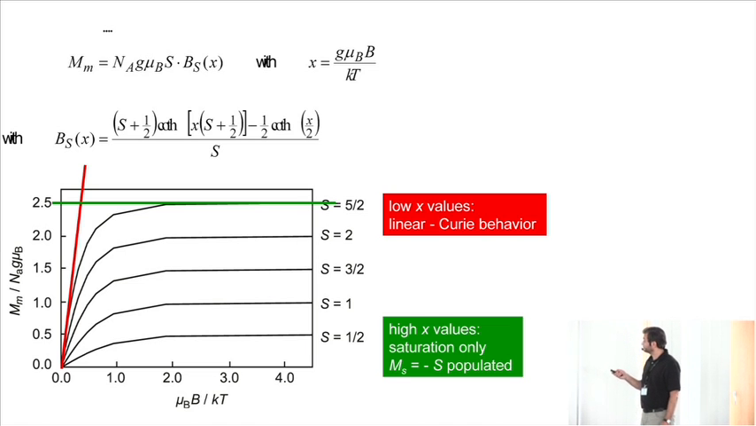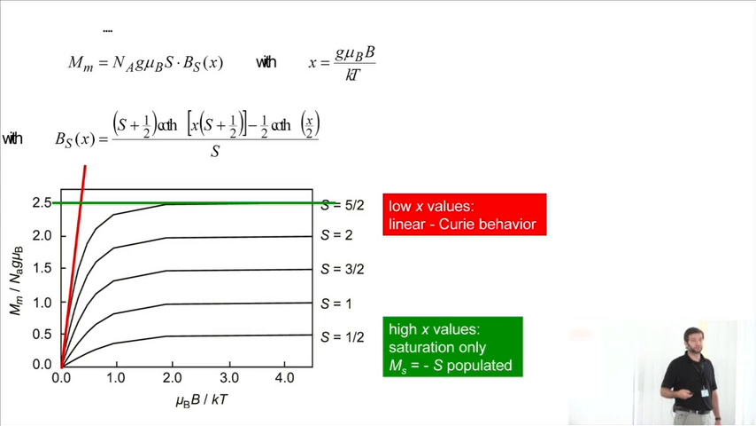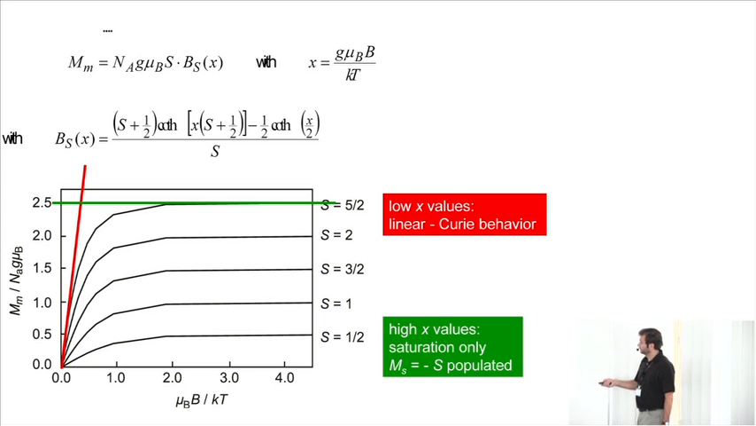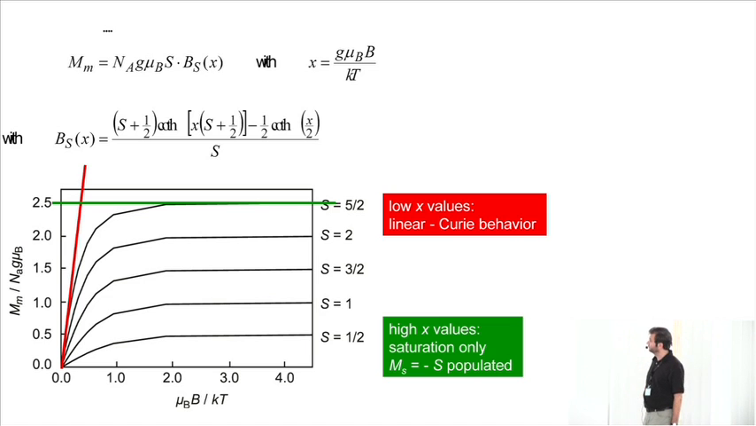And you see here, at low values of this argument, we have linear dependence. This is where the Curie law approximation is valid, because we have low field, high temperatures. And if we go to high values, we come to our saturation magnetization. And the nice thing about this kind of graphical drawing is that the value on the y-axis gives you exactly the spin state. So for 5/2 you get to 2.5.